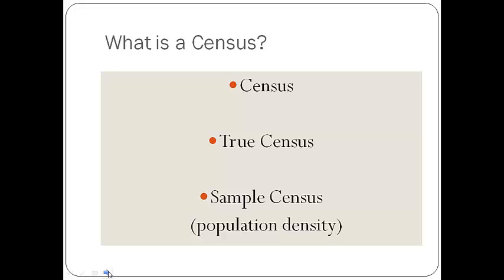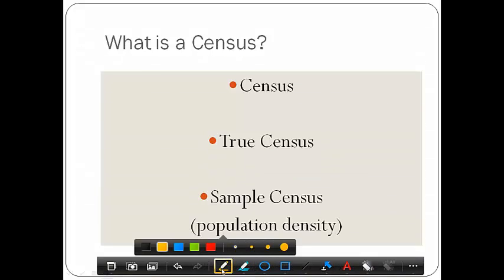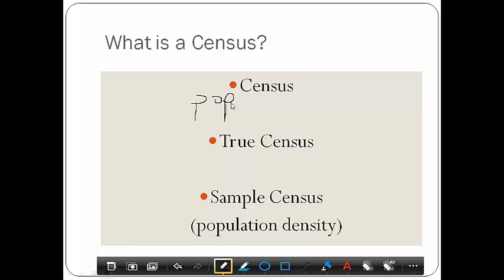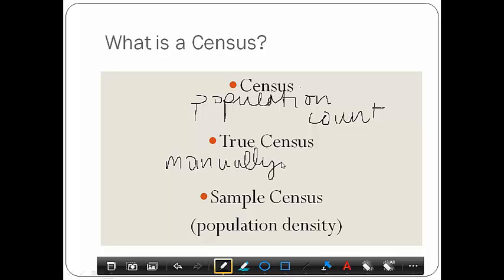So first of all, just what is a census? Census is going to be a population count. And as I said, there are different ways to do this. A true census is when you actually go out and count every single organism that lives in that area. Okay, so you manually count all organisms, and all is important.